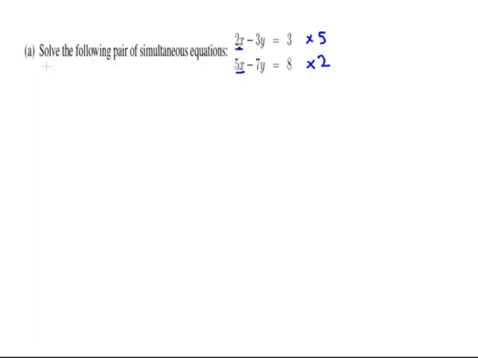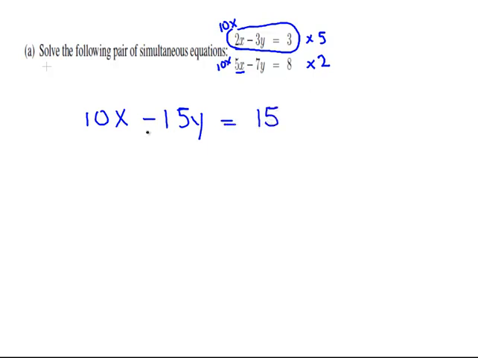And that will give us 10x here and 10x there. And that makes the equation easier to work with. So let's do that. Multiply this equation here by 5, and we get 10x minus 15y equals 15. Likewise, we do the same for the second equation. 10x minus 7y, multiply that by 2, we get minus 14y, and that is equal to 16.